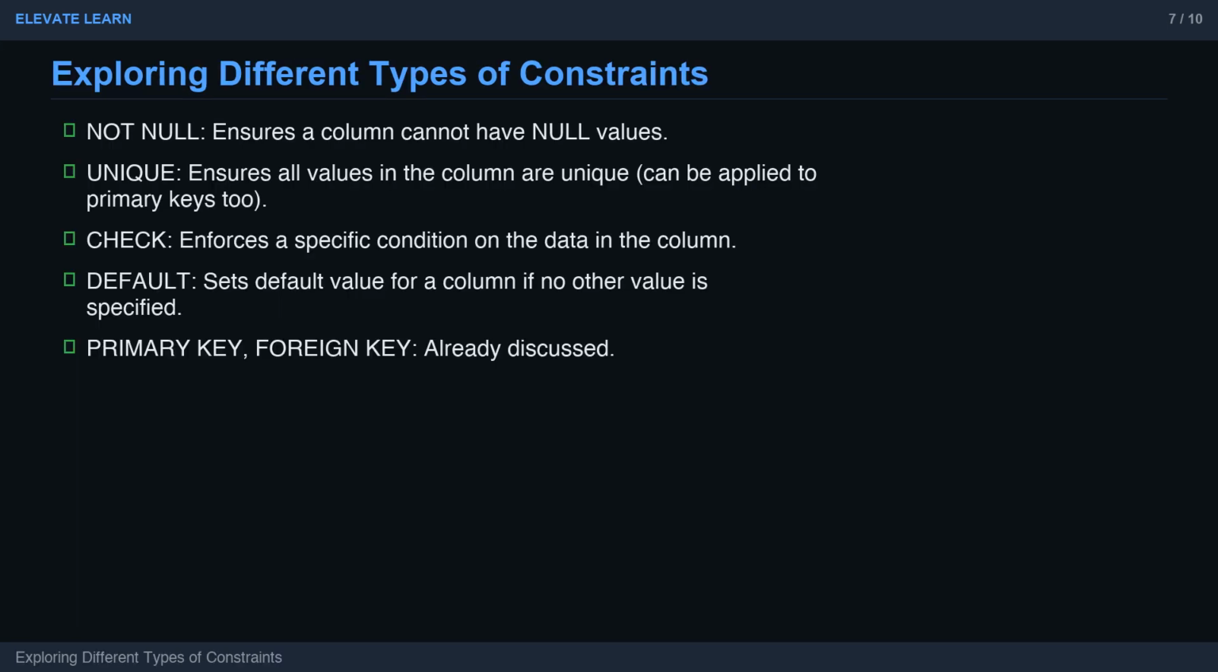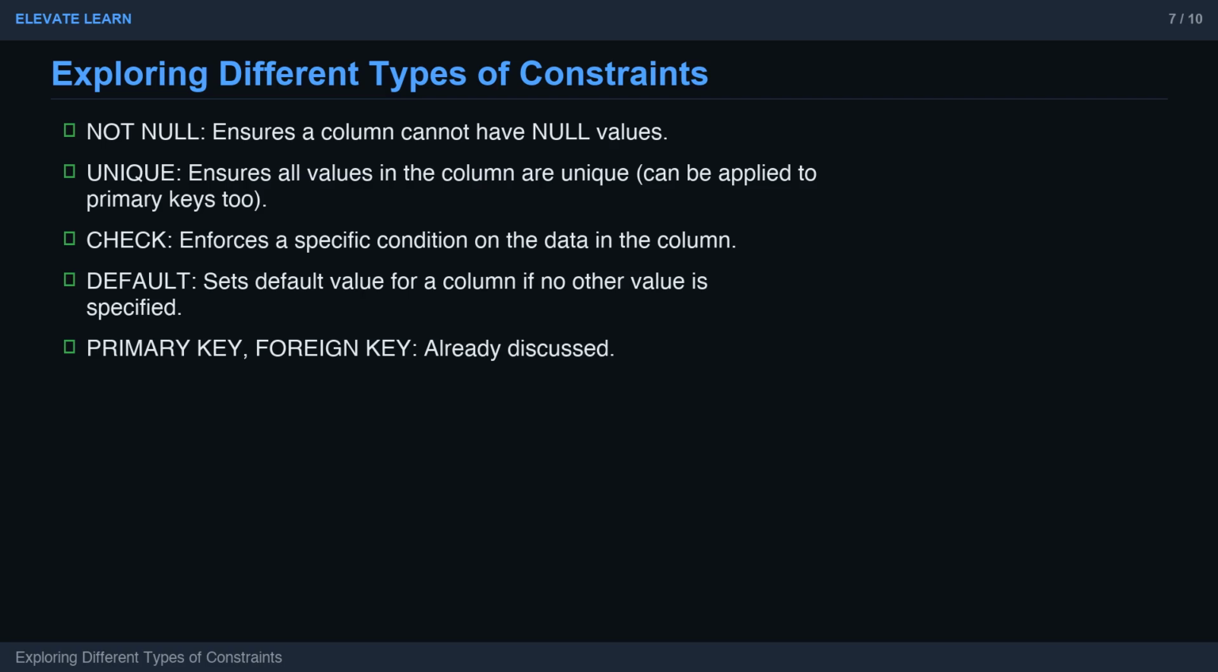Welcome to our exploration of different types of constraints in SQL. Let's dive into the details. First up is not null, which ensures that every entry in a column must have some value. No blanks allowed. Next, we have unique, guaranteeing that all entries in a specific column are unique, perfect for primary keys too.